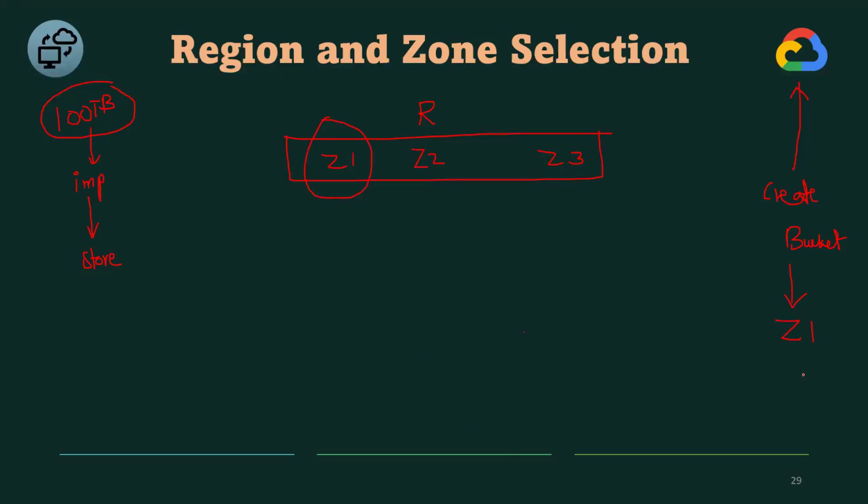That means your entire data, where is it available? You have uploaded 100 terabytes of data now. Where is your 100 terabytes of data now? Zone 1. You created a resource called a cloud storage bucket and you selected a location called zone 1, and your entire 100 terabytes of data is available in the zone 1 data center. Yes or no?